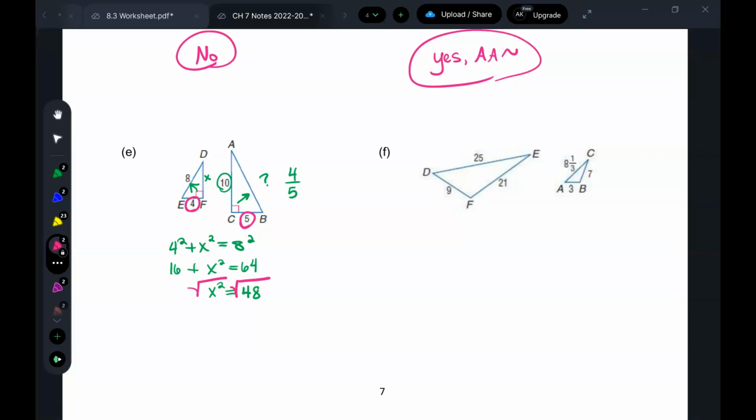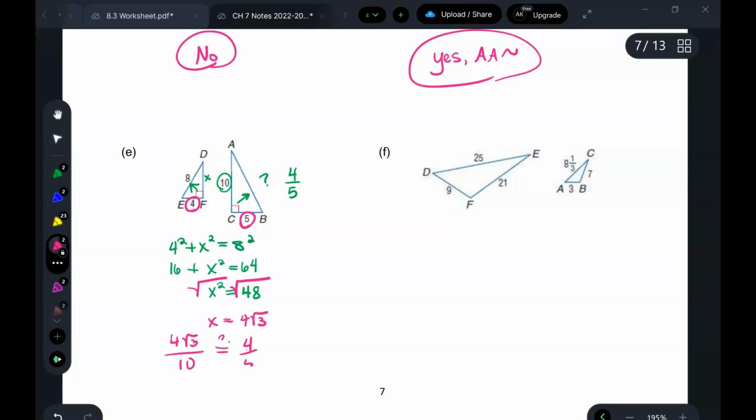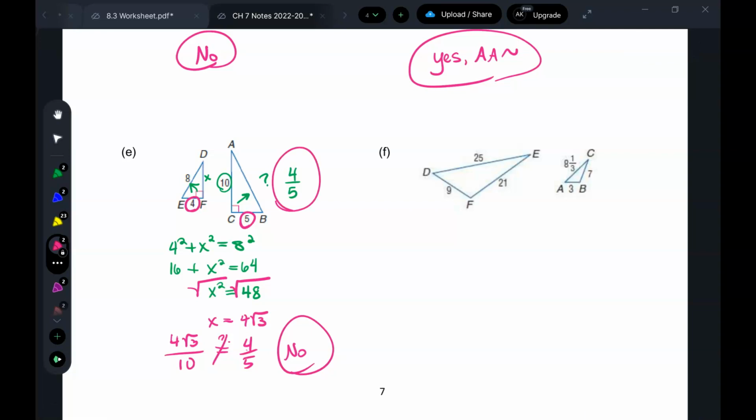But I don't get it. Now you have 48, but you can't square root it. So this is 4 root 3, because 16 times 3 is 48. However, does 4 root 3 over 10 equal 4 over 5? No, it can't be. Because we got 4 to 5 for this ratio, and then 4 root 3 to 10.